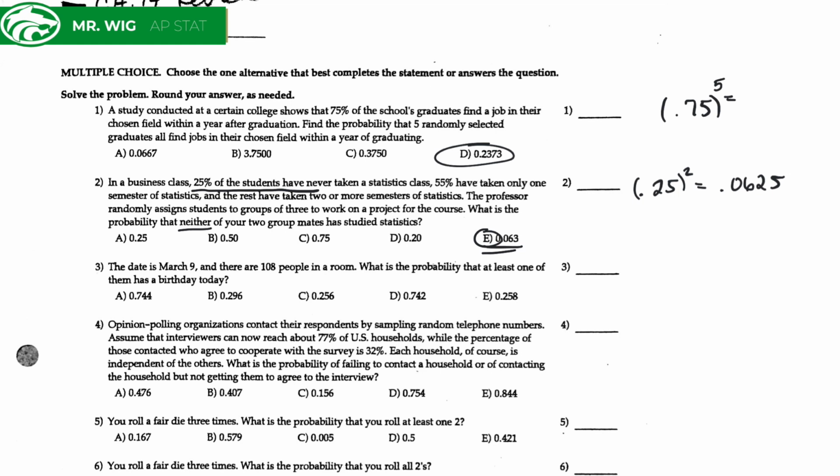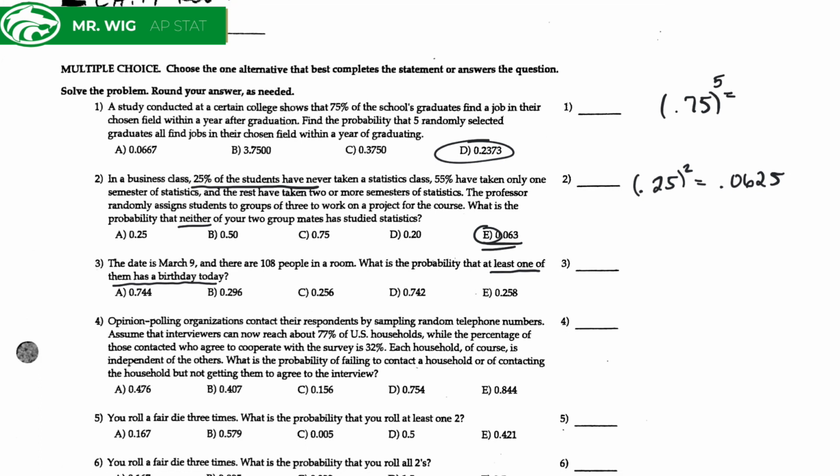In number 3, it says today is March 9th. There are 108 people in the room. What's the probability that at least one of them has a birthday today? I don't know if you gathered this through the reading, but in Chapter 14, there is a really important concept called the complement of a probability, right? So at this point, let me make sure that we all know this. At least one is a phrase that I look for.